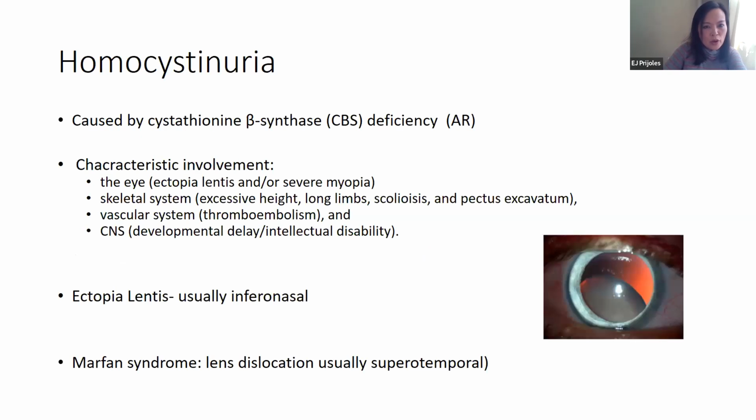And just to review, homocystinuria is an autosomal recessive condition where you can have ectopia lentis and long limbs, but there's also a history of potential thromboembolism or developmental delay and intellectual disability. Usually the lens dislocation is inferonasal, or so down and in, versus lens dislocation in Marfan syndrome being superotemporal, so up and out.